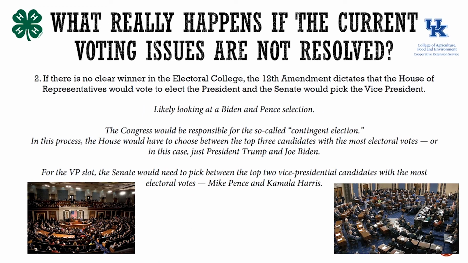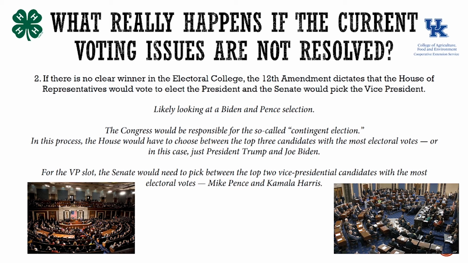Number 2, if there is no clear winner in the Electoral College, the 12th Amendment dictates that the House of Representatives would vote to elect the president, and the Senate would vote to pick the vice president. And so with the House being Democrat-led and the Senate being Republican-led, we're likely looking at then a Biden and Pence selection, okay? Congress would be responsible for the so-called contingent election. Now, a contingency plan means you have a backup plan. And so there's a backup plan if the electors can't decisively pick a president.